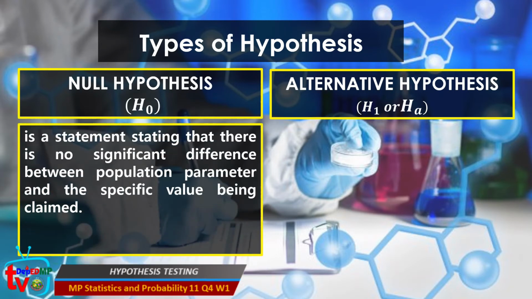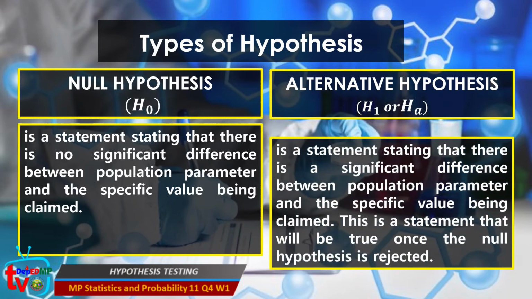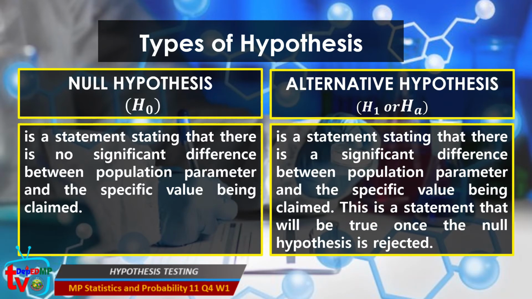So null hypothesis is a statement stating that there is no significant difference between population parameter and the specific value being claimed, while alternative hypothesis is a statement stating that there is a significant difference between population parameter and the specific value being claimed. This is a statement that will be true once the null hypothesis is rejected.